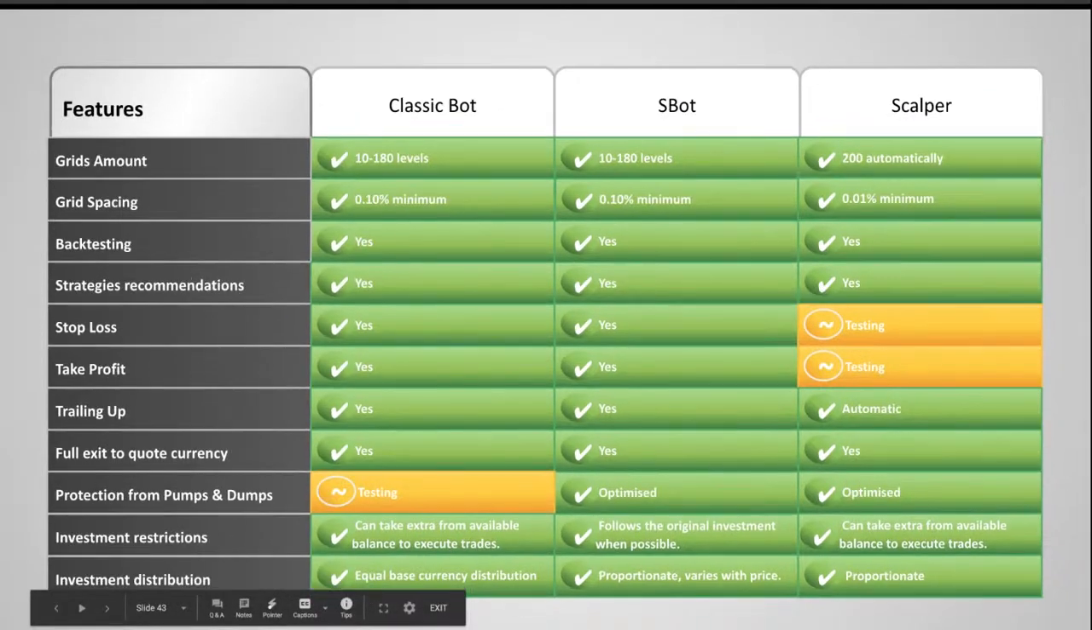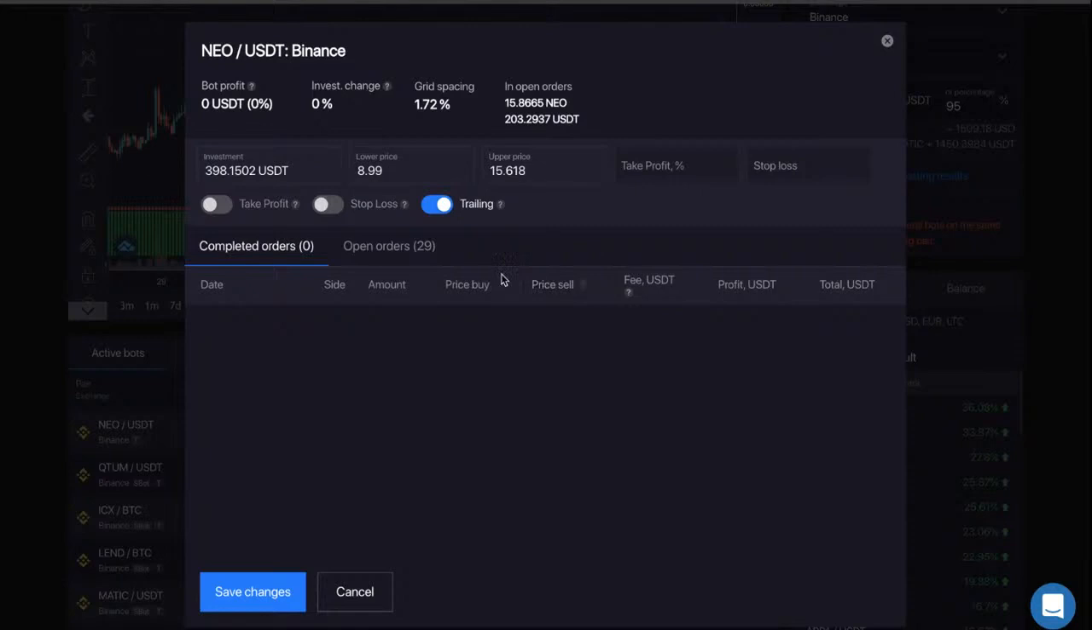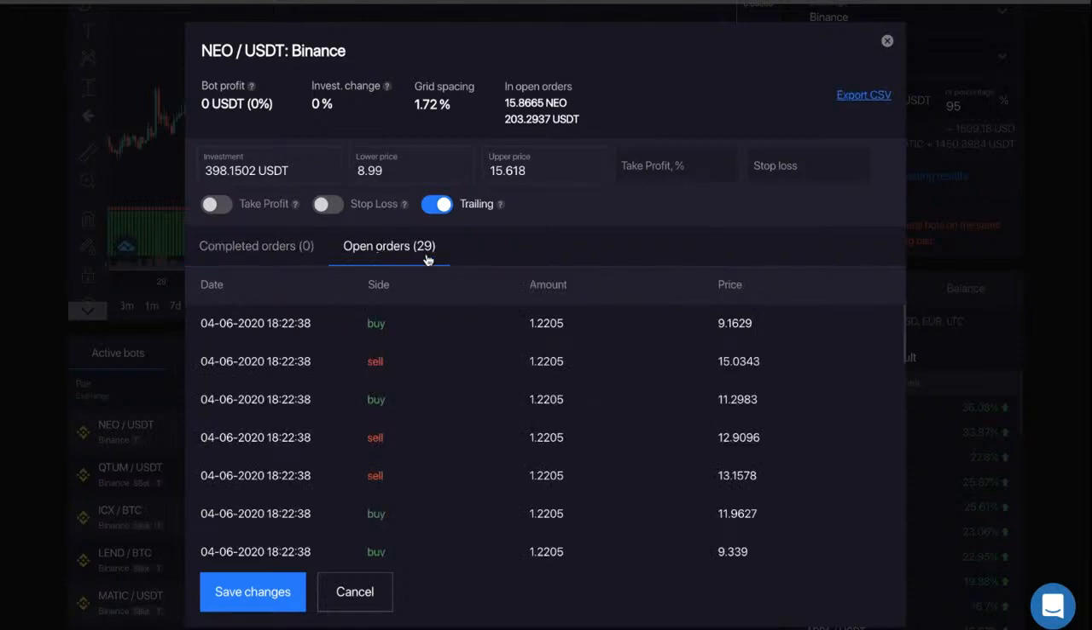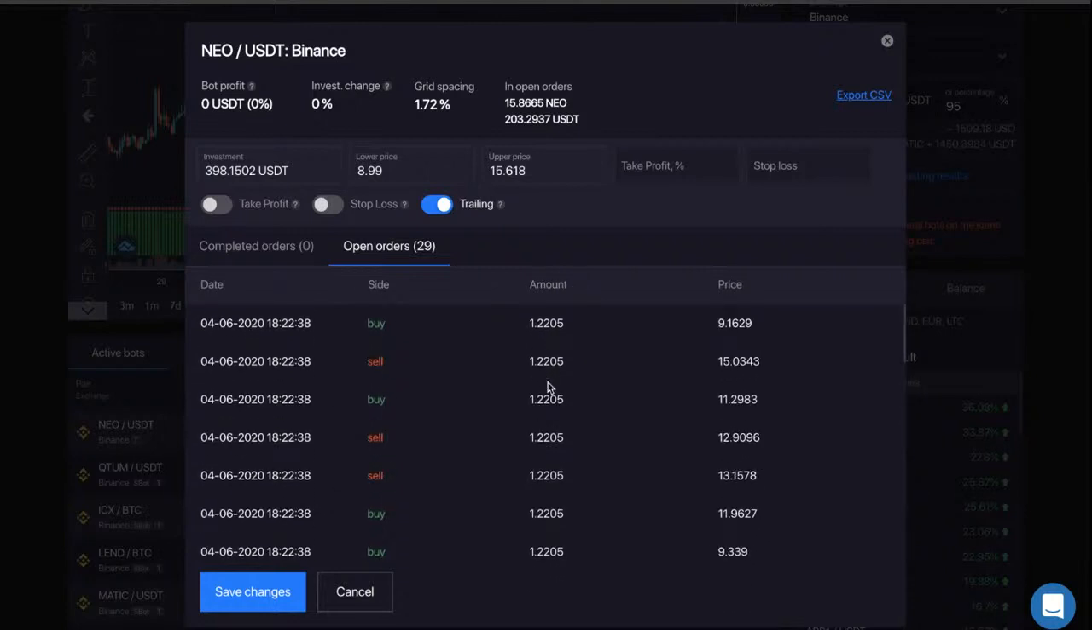So let me show you. Here is now trading to USDT, and that's the classic bot here. And when we click on view and open orders, we see that the amount is the same, it's equal. So here at the classic bot we have an absolutely equal distribution, all right?